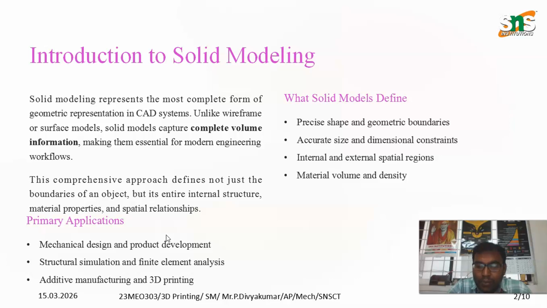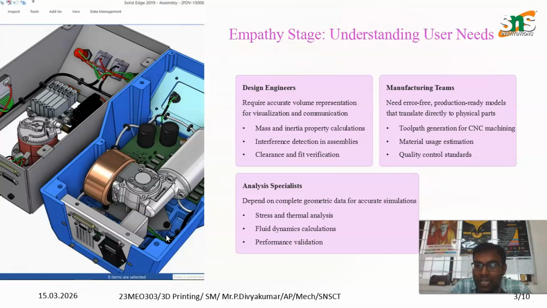Next, what is the importance of solid modeling in 3D printing? Solid modeling is extremely important in 3D printing because 3D printing works by adding material layer by layer based on the digital model. For this process, the model must be closed. That means there should be no gaps, and it should have a proper volume and be error free. It must be able to convert to an STL file format, which represents the surfaces using triangles.